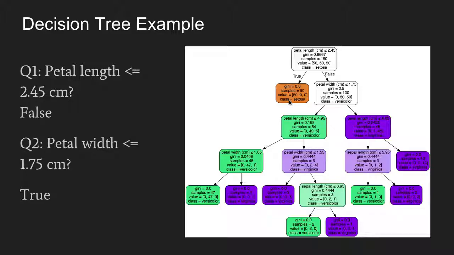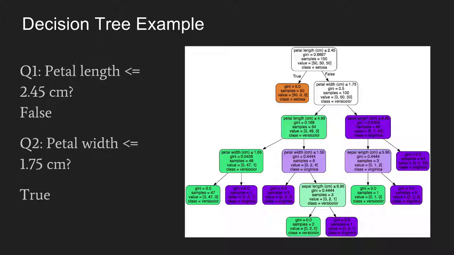The first question we're going to ask is, is our petal length less than or equal to 2.45? If so, then we know that it must be a setosa. All of the setosas have petal length less than or equal to 2.45, and if so, we're done. There's like 50 samples, as you can see over here.